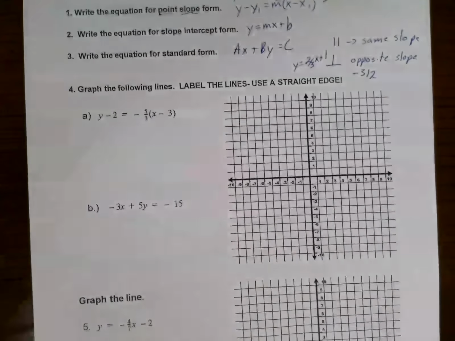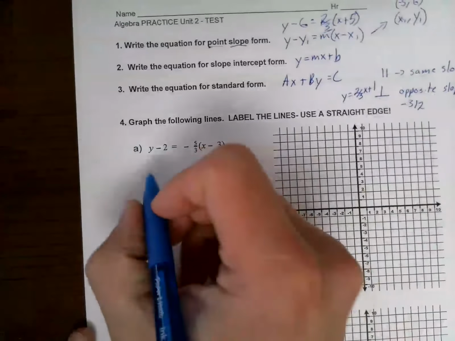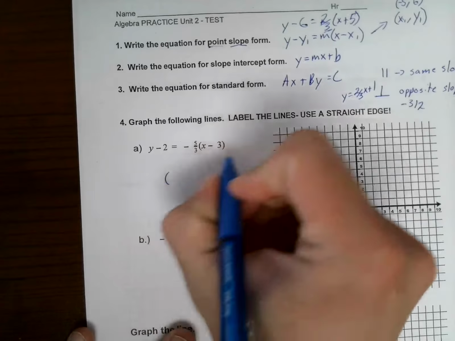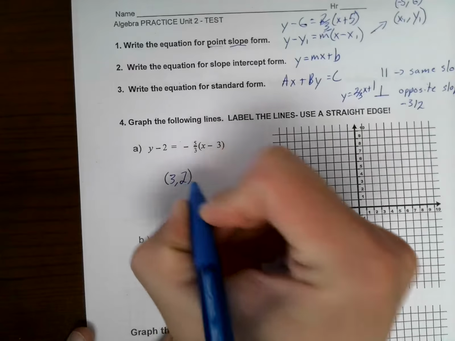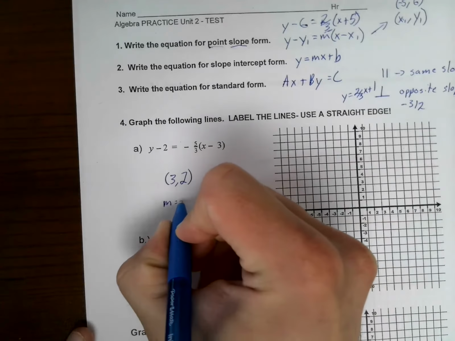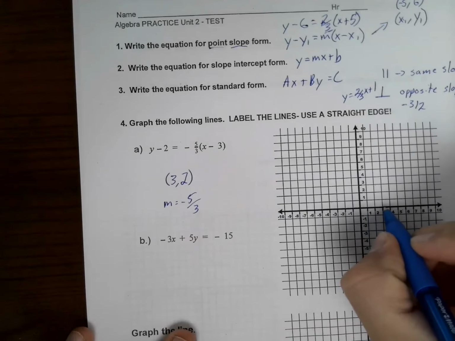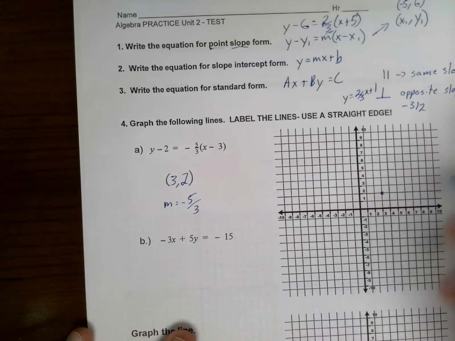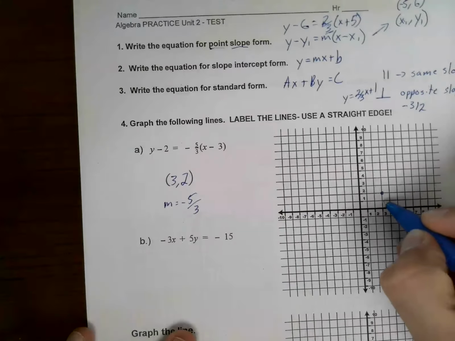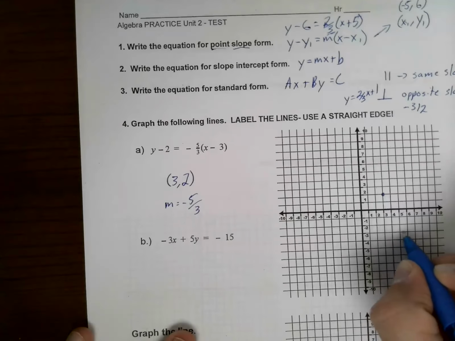Okay, graphing. Make sure to have a straight edge for the test. For the points right here, it is just going to be 3 and 2, and then my slope is going to be negative 5/3. So I'm going to go over 3, up 2, and you always start by plotting that point first, and then I use my slope. It says to go down 5, 1, 2, 3, 4, 5, and to the right 3, 1, 2, 3.